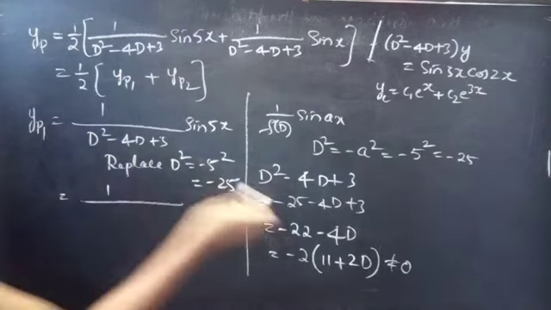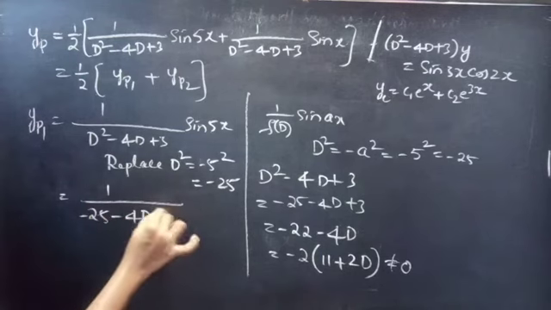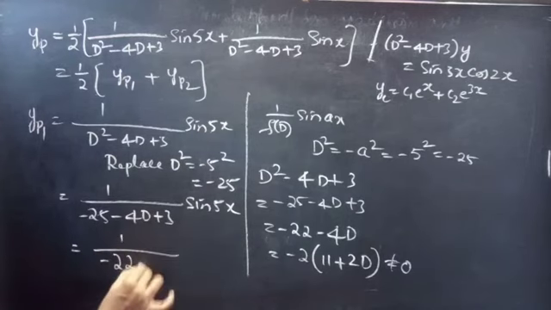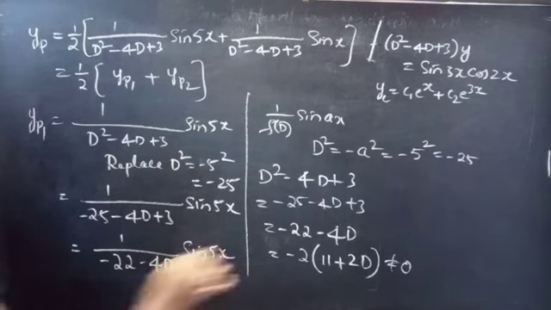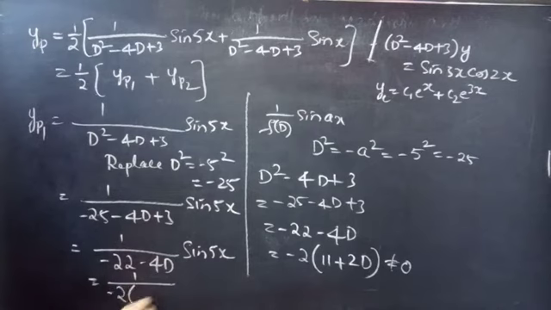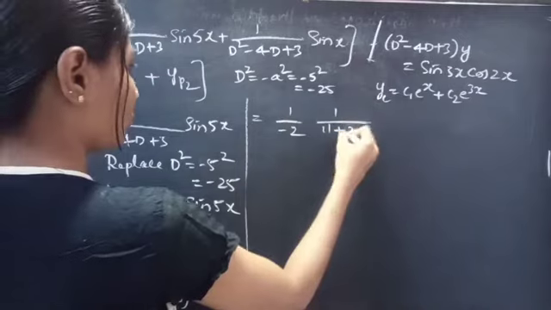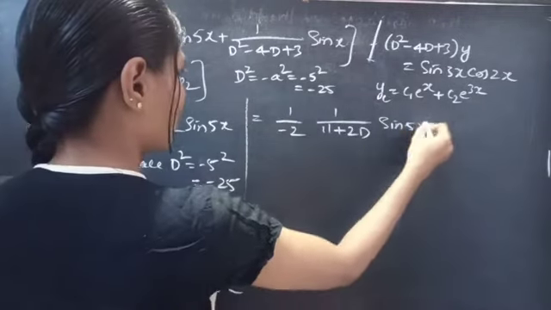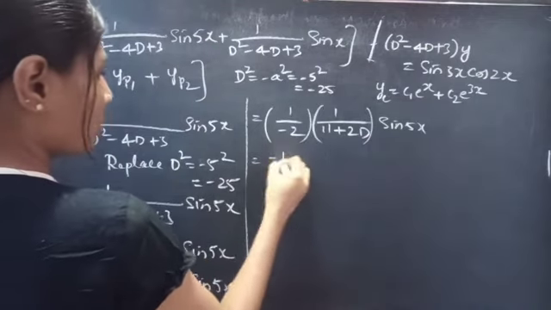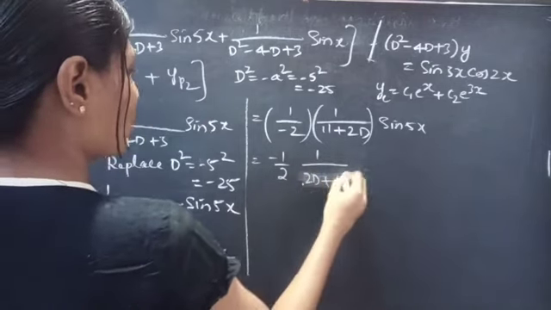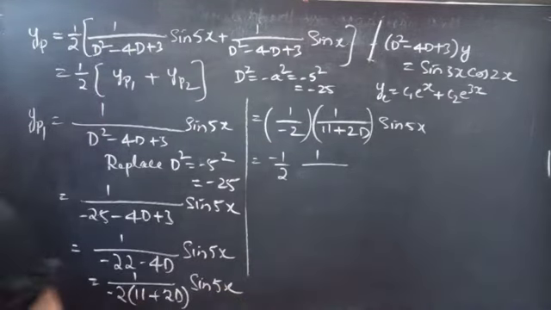Then we'll just write the same steps here. 1 by minus 25 minus 4D plus 3 into sin 5x, which equals 1 by minus 25 plus 3 is minus 22, minus 4D into sin 5x, which equals 1 by, now we'll take minus 2 common, we get minus 2 times 11 plus 2D into sin 5x. Now we can write this as 1 by minus 2 into 1 by 11 plus 2D into sin 5x, right? Now let's write this 1 by minus 2 as minus 1 by 2 into we have 1 by 11 plus 2D, or you can just write this as 2D plus 11. Okay, it's up to you. I'll just continue like this.